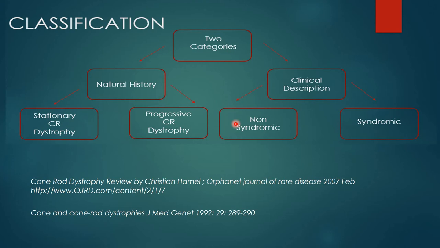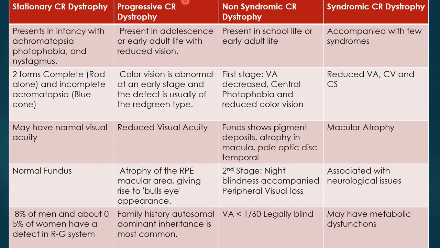Again, coming to the classification, it can be divided into two: one based on the natural history and the other on the clinical description. Based on the natural history, it can be divided into stationary and progressive cone rod dystrophy, whereas based on the clinical description it can be divided into non-syndromic and syndromic. These are the characteristics of all four categories.